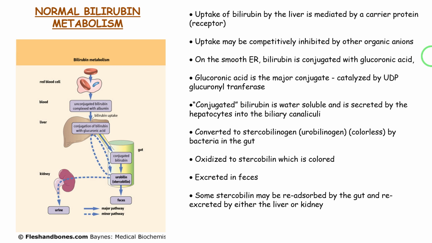In the intestine, it is converted to urobilinogen, then oxidized to stercobilin. The urobilinogen is colorless. The stercobilin is colored. It gives the stool its characteristic brown color, and the majority will be excreted in the feces, and some will be reabsorbed and re-excreted again. Either a small amount will pass to the kidney, be filtered by the kidney, and appear in the urine as urobilin, or some will be recycled to the intestine.